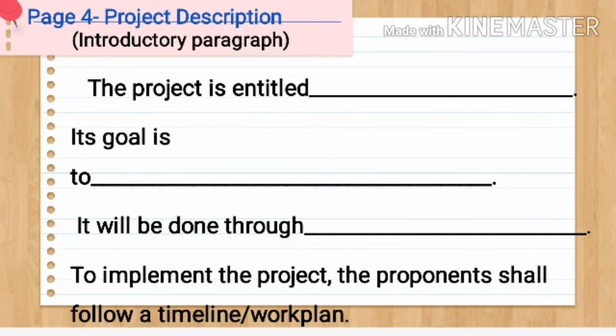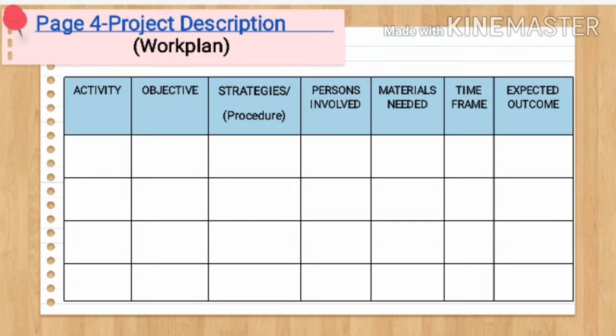So for your page 4, your project description, this is how you can write your introductory paragraph. The project is entitled blank. You state your title. Its goal is to blank. It will be done through. To implement the project, the proponents shall follow a timeline or work plan. So this is now our sample template for our work plan.